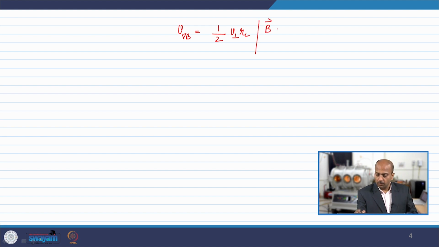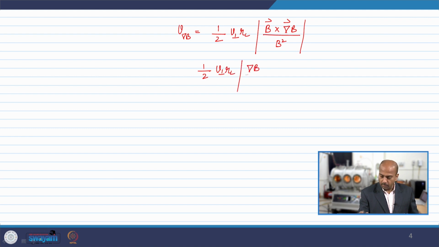Now, let us use this formula. We have to find out the drift velocity V del B. How is it given? It is given as half V perpendicular RL times B cross del B by B square. We can simplify it as half V perpendicular RL times the magnitude, the absolute value, of del B by B. So, let us find out what is del B by B.